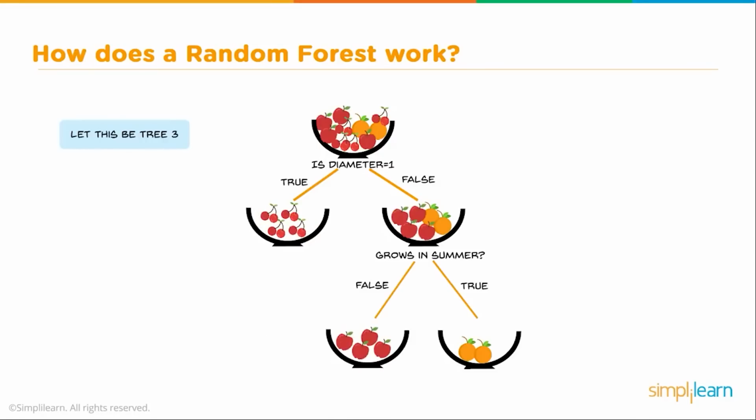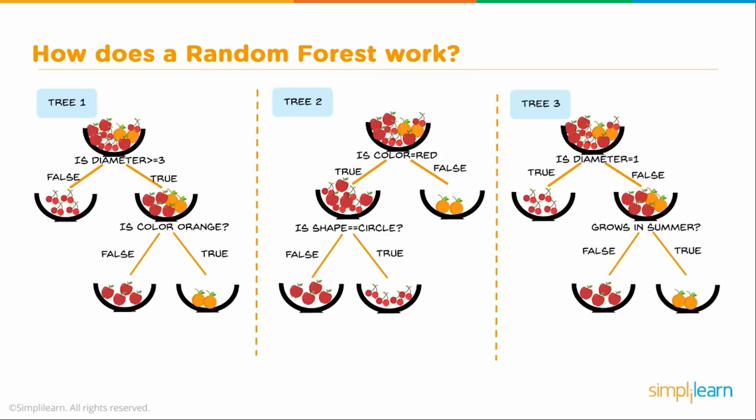And tree 3 asks, is the diameter equal to 1? And it came up with this because there's a lot of cherries in this bowl. So that would be the biggest split on there, the diameter equal to 1. That's going to drop the entropy the quickest. And as you can see, it splits it into true. If it goes false, they've added another category: does it grow in the summer? And if it's false, it goes off to the left. If it's true, it goes off to the right.